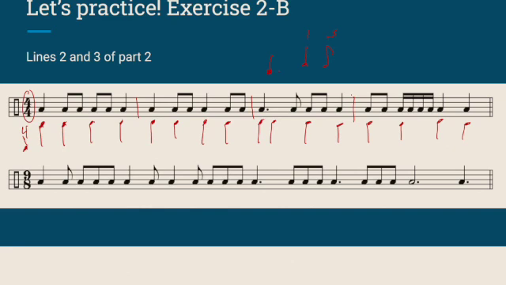If I were to snap the beat and sing this rhythm, it would sound like this. Ta ta ta ta ta ta ta ta ta ta ta ta ta ta ta ta ta ta ta ta. Sweet.